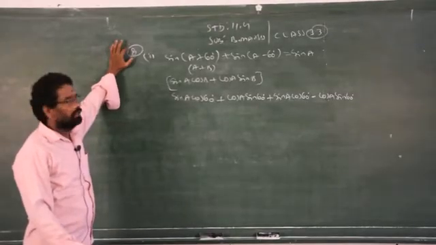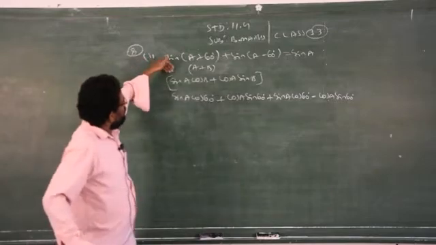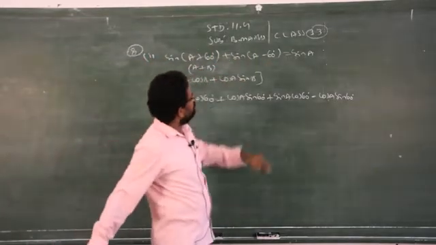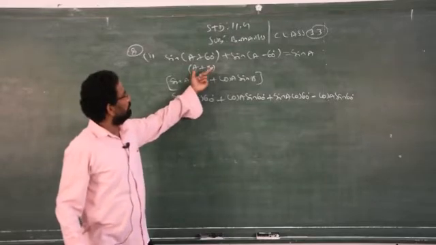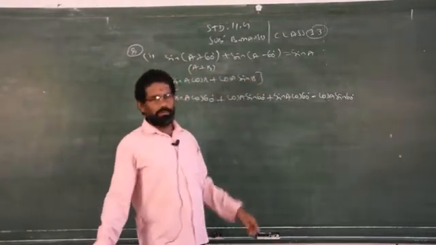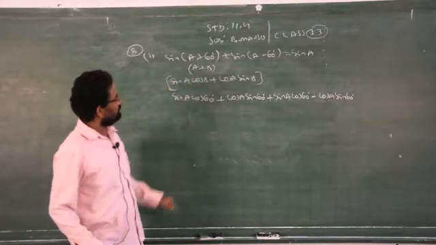Sum number 8 has two subdivisions. First, the subdivision: sin(A + 60) + sin(A − 60). Here you have to use the sin(A + B) formula and the sin(A − B) formula. For sin(A + B), you know the formula: sin A cos B + cos A sin B.